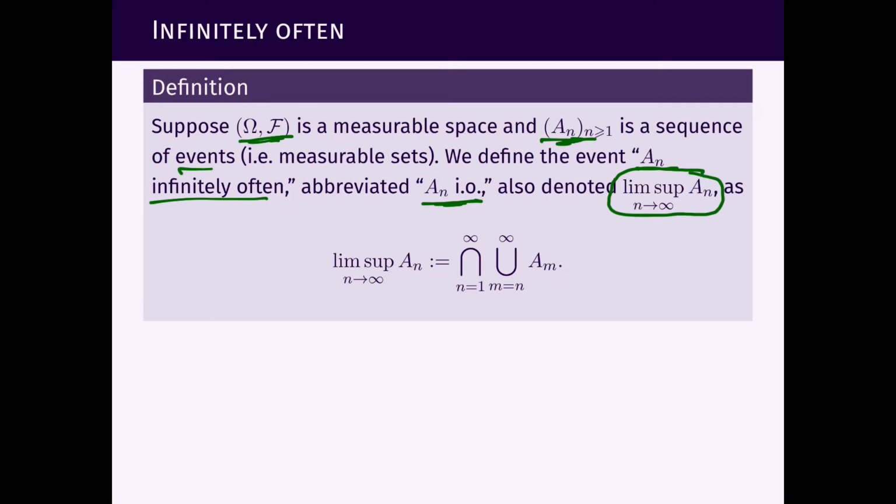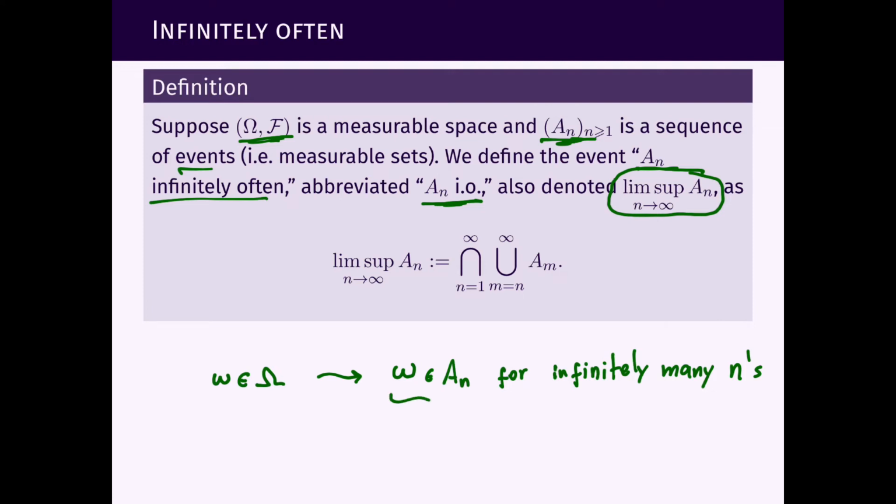And we define this as the set of omega for which omega is in A_n for infinitely many n's. So for instance, if n's index the days of some forecast, we can consider the event where it rains infinitely many days. And this omega belonging to A_n, when it is a probability space, is usually associated to the event A_n occurs.